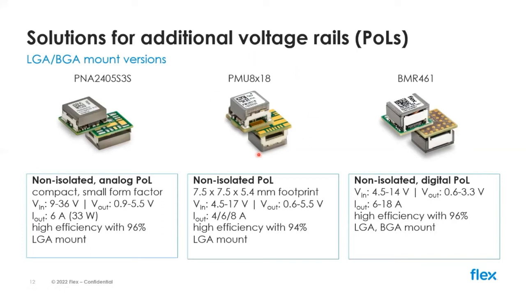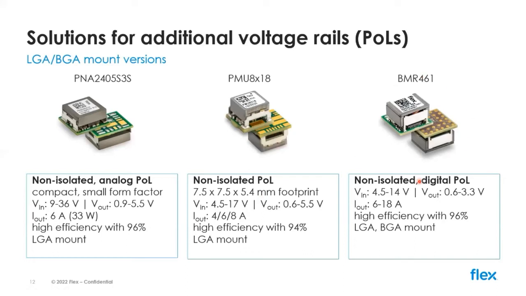Next up is the PMU series, and this is a very small 7.5mm square package. It's 5.4 millimeters in height as well, which often means that it can be located on the back side of PCBs, so it frees up space on your PCBs as well, which can make solutions even smaller. It has an input range of 4.5 to 17 volts, an output of 0.6 to 5.5, and is available in 3 different flavors: a 4 amp, a 6 amp, and an 8 amp variant. Again, an LGA mount package, and efficiencies in this case up to 94%.